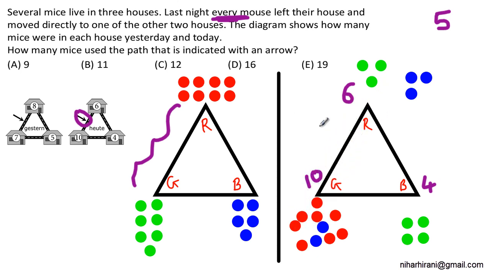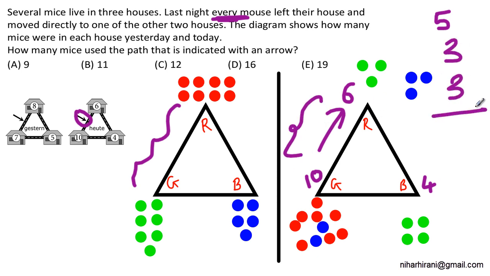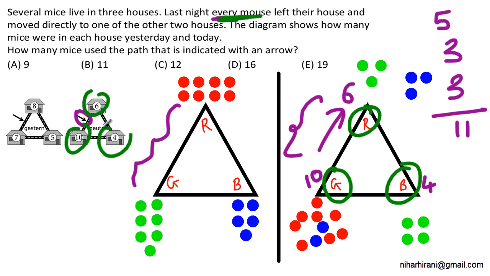Now 3 went up, so on this route 3, and 3 came down, so 3 more. So total 11 movements, and now if you observe all the conditions are fulfilled. You can see there is no red over here, there is no blue over here and there is no green over here. Every mouse has changed their home and all the conditions are fulfilled.